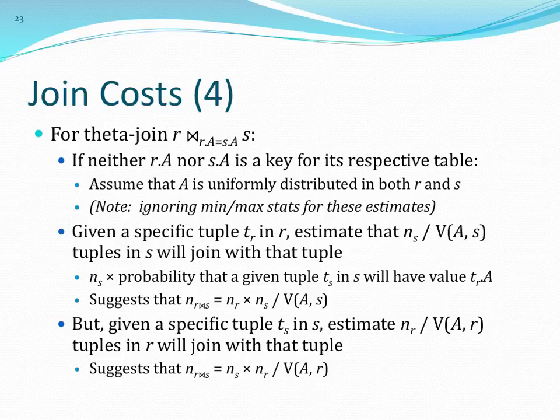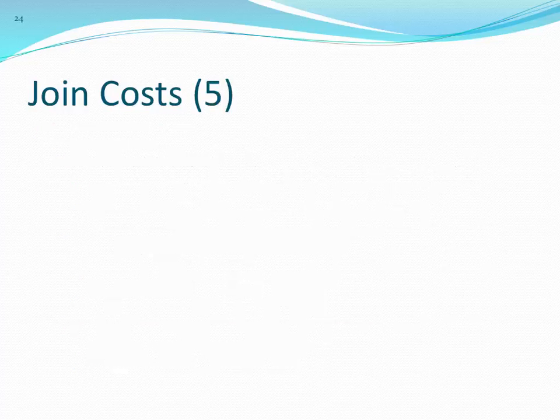And then we could do the same exercise standing on a tuple in S. So we could do the same estimate in reverse. You go through the same reasoning process and you end up with NS times NR over the number of distinct values of A in R. So it's kind of weird because now we have two answers. And we have to figure out which answer we like the best. Well, in general, we like the answer that gives us the smallest number because that means it's the lowest cost. But we have to come up with some rationale, so we can just wave our hands a little bit more.